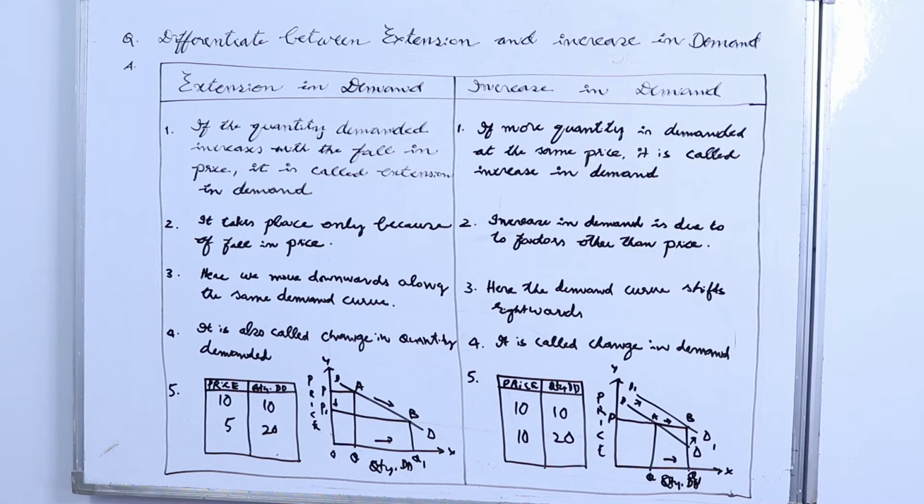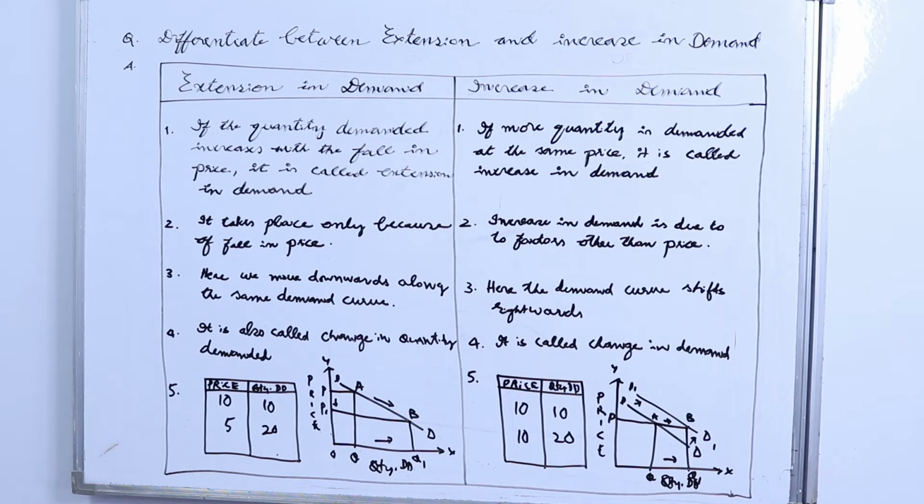And on the other side, increase in demand: if more quantity is demanded at the same price, it is called increase in demand. Look at the table here at point number 5. Price is 10, quantity demanded is 10. The price is still 10, the quantity has gone up from 10 to 20.